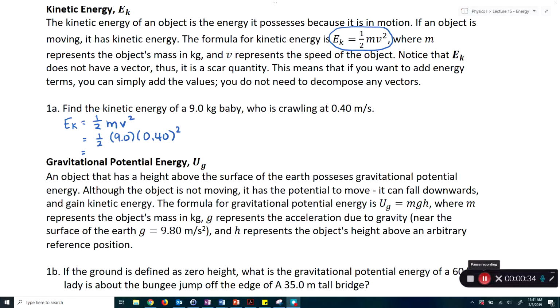And I get 0.72, and the units for energy is joules. So as long as you're using SI units for everything, so my mass is in kilograms, my velocity is in meters per second, then the units will work out to be in joules. All right, so those are the SI units for energy.